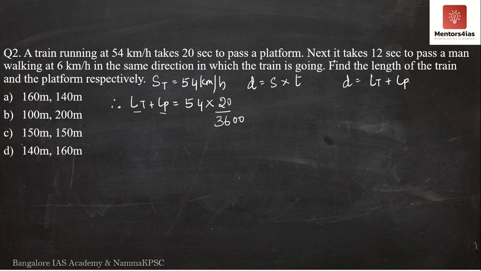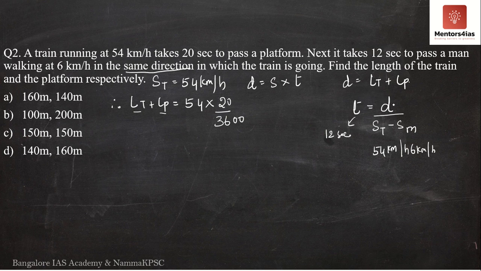The next statement is saying the train now takes 12 seconds to pass a man walking at 6 kilometers per hour in the same direction in which the train is going. So based on all the problems that we have solved, we know that when two entities are moving in the same direction, the relative speed that we have to take will be the difference of the speed. Therefore, we'll have to take the difference between the speed of the train, which is 54 kilometers per hour, and the speed of the man, which is 6 kilometers per hour, where the time taken to cross the man is 12 seconds.